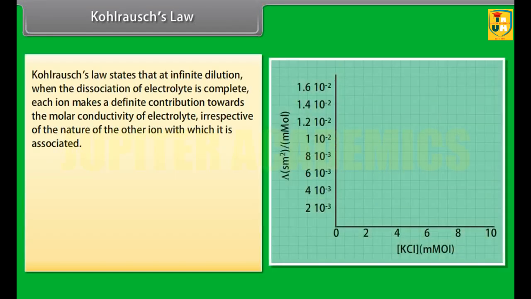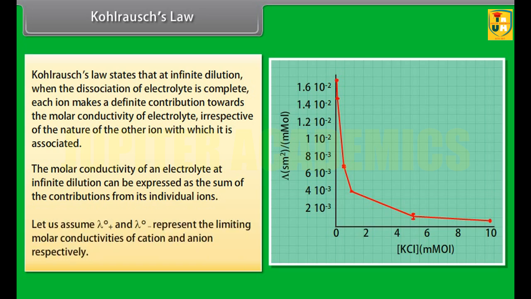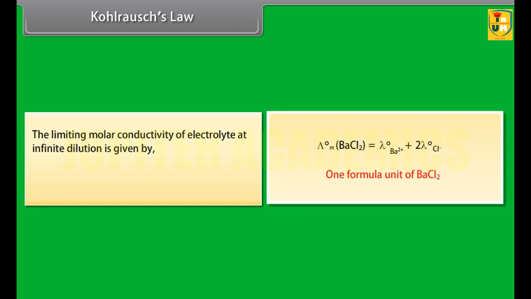Kohlrausch law. Kohlrausch law states that at infinite dilution, when the dissociation of electrolyte is complete, each ion makes a definite contribution towards the molar conductivity of electrolyte, irrespective of the nature of the other ion with which it is associated. The molar conductivity of an electrolyte at infinite dilution can be expressed as the sum of the contributions from its individual ions. Let us assume lambda naught positive and lambda naught negative represent the limiting molar conductivities of cation and anion respectively. The limiting molar conductivity of electrolyte at infinite dilution is given by V positive lambda naught positive plus V negative lambda naught negative, where V positive and V negative represent the number of positive and negative ions furnished by each formula unit.